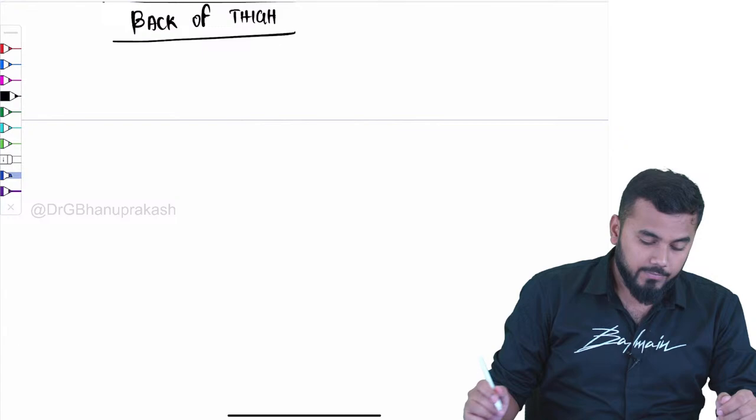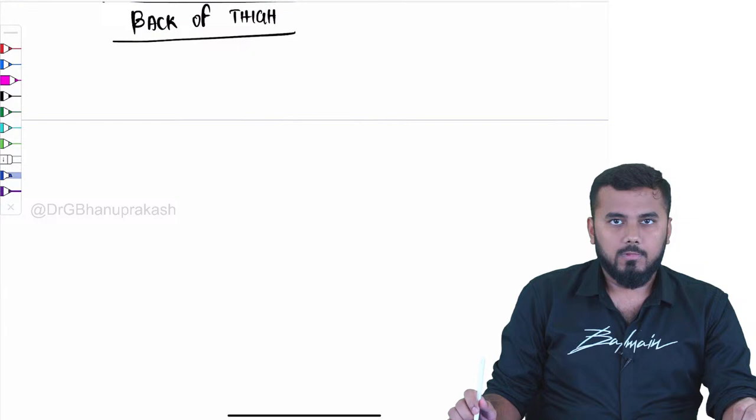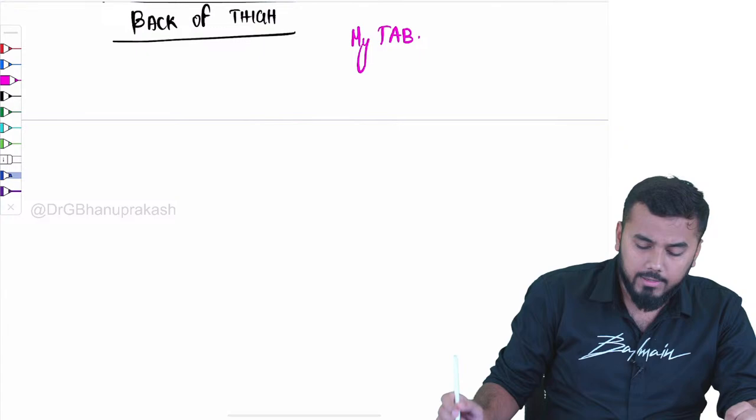Now, in the back of the thigh, we have four muscles. Okay. So, how do you remember these muscles? Remember it as MITAB. Remember it as MITAB. And by the way, what is the nerve of the back of the thigh? What was the nerve of the back of the thigh?